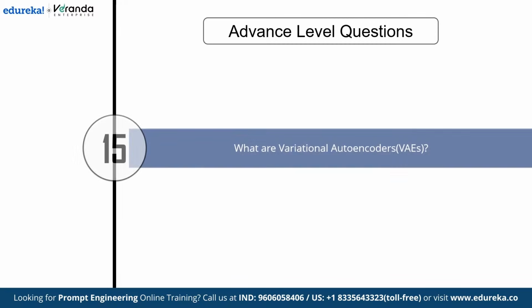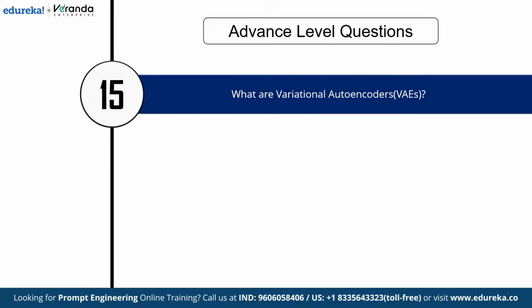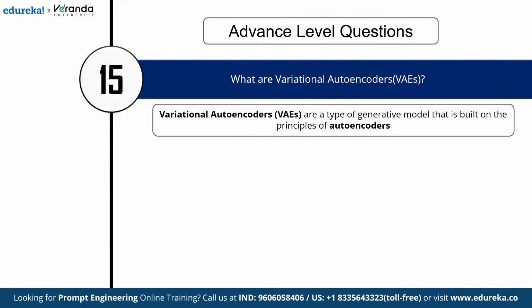Moving on to the next question, what are variational autoencoders and how do they differ from GANs? Well, variational autoencoders are a type of generative model that is built on the principles of autoencoders, a neural network architecture commonly used for unsupervised learning tasks like dimensionality reduction and feature learning.